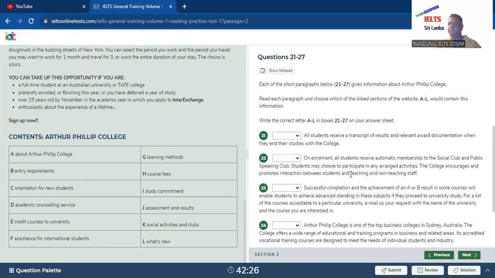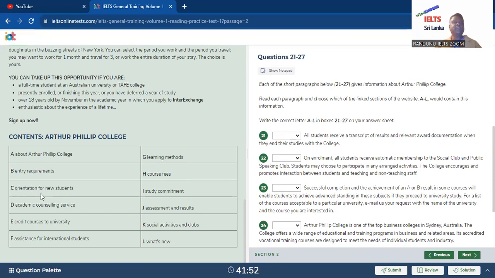Now first of all, what you have to do is read the information where they have given less information. So less is on this side, so you will read this one. What is that? A, about Arthur Phillips College. So this talks about what Arthur Phillips College is. Next one, entry requirements. So in order to join Arthur Phillips College, what are the requirements?